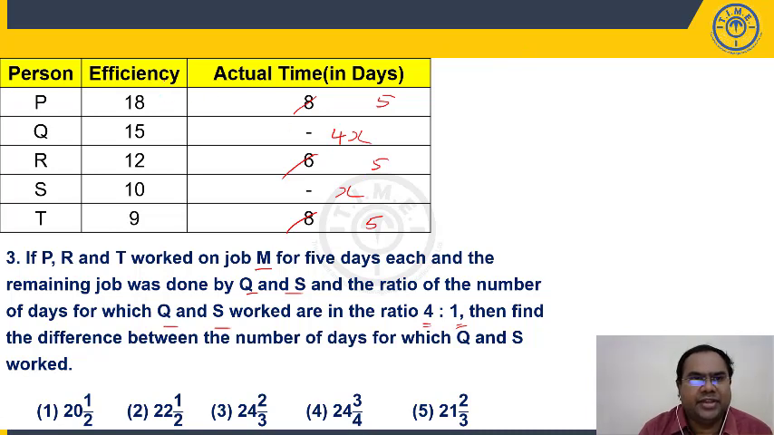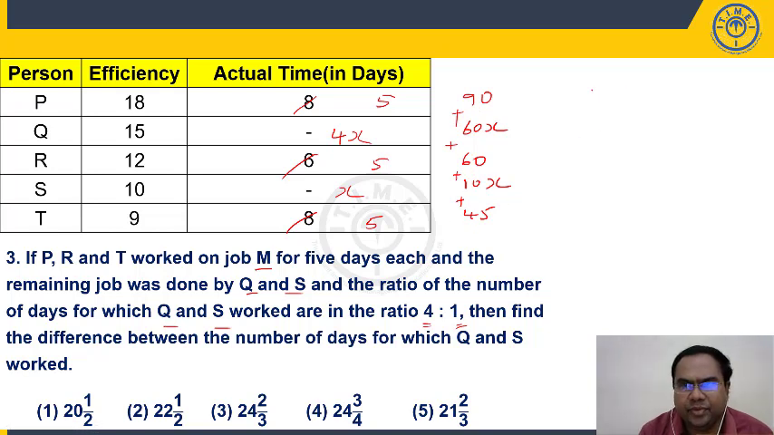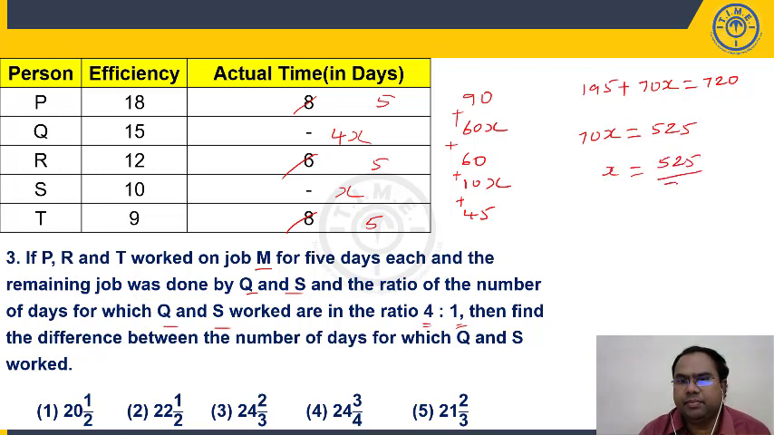Now, efficiency is 18 units per day. Actual time worked is 5 according to the question. So 18 into 5, 90 units. This is 60x: 12 into 5, 60 units. This is 10x: 9 into 5, 45. Add all these: 90, 150, 195, plus 60x plus 10x is 70x. Work is completed means it must be equal to 720 units. So 70x is equal to 525. So x is equal to 525 by 70.